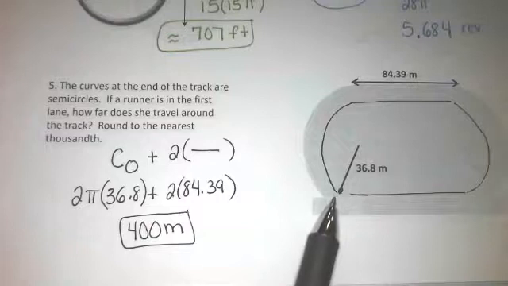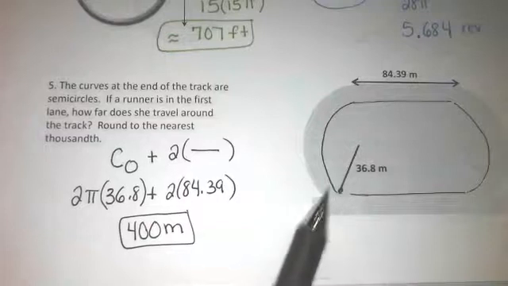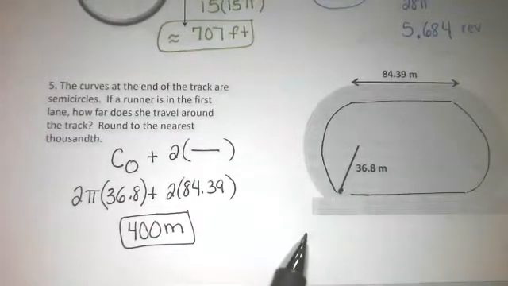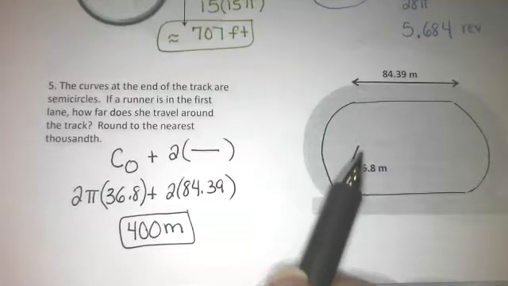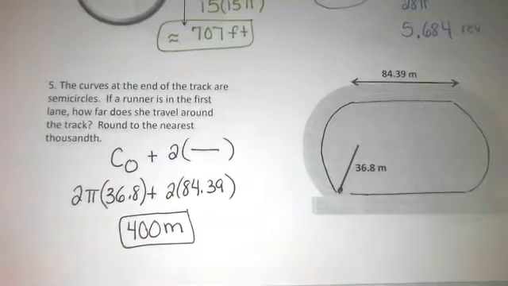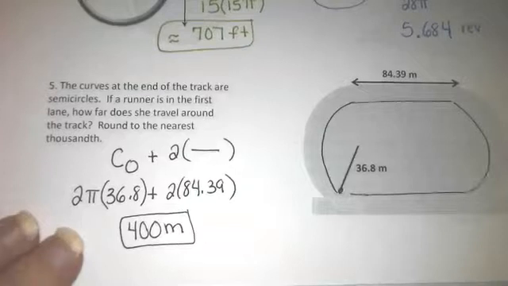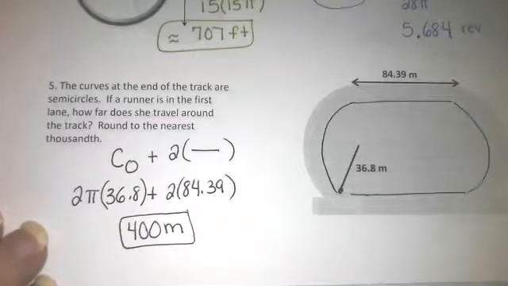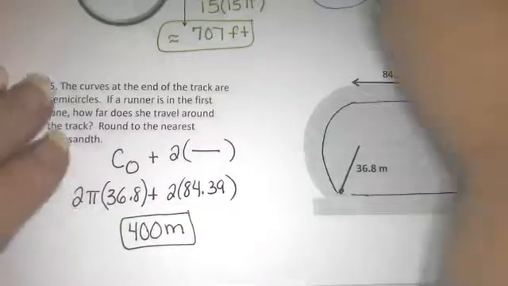Now, I didn't tell you how far it was to the outside lane. Does it make sense that if you ran the outside lane, you'd run a little bit further? That's why you always see runners shooting for the inside lane, because that's the shortest way around the track. All right. Questions? That makes sense now. Are we okay? All right.